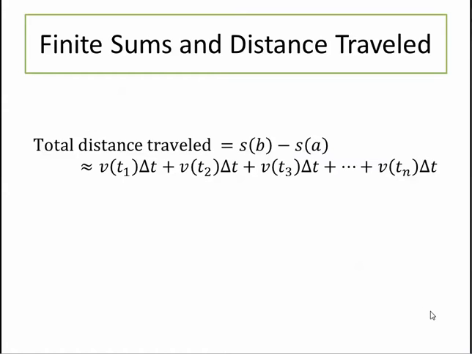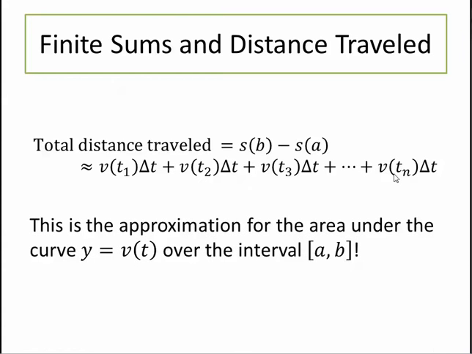Now let's look at that formula again. We said total distance traveled is equal to this formula right here. But that formula should look awfully familiar. In our previous video, we saw that that equation there is the approximation for the area under the curve y equals v of t, our function evaluated at some point in the interval, times the width of our interval. So we have just tied our total distance traveled to the area under our velocity curve, and that's pretty cool.